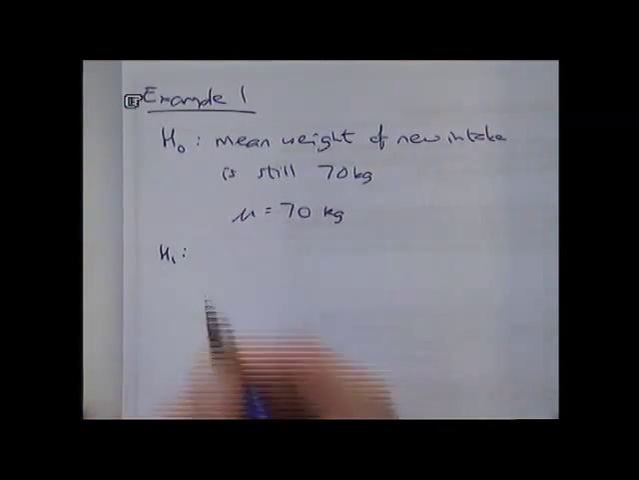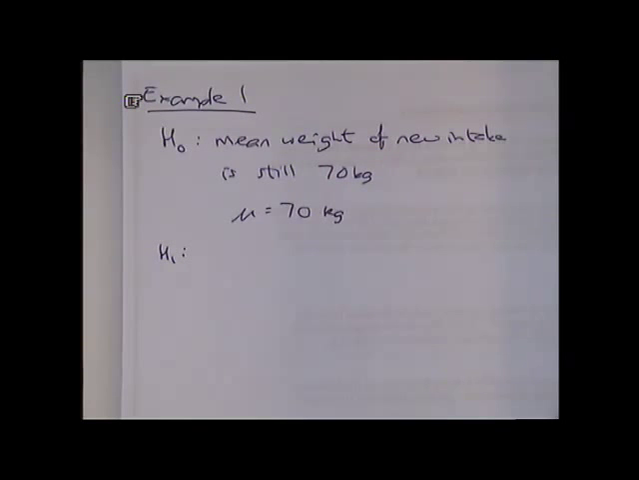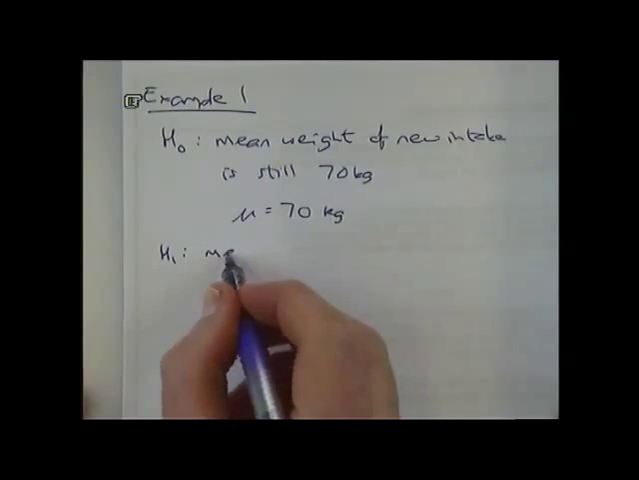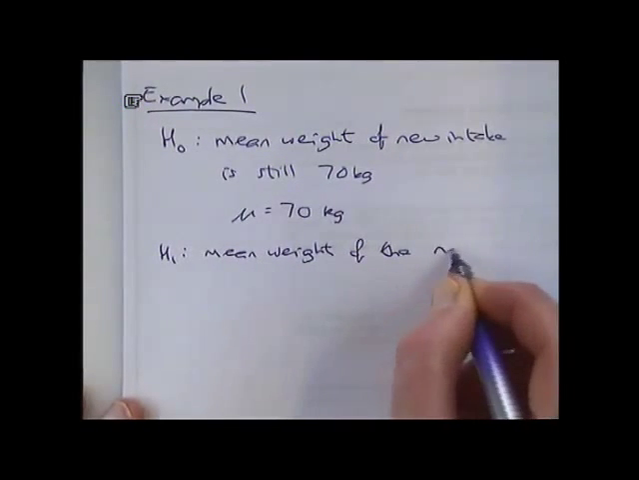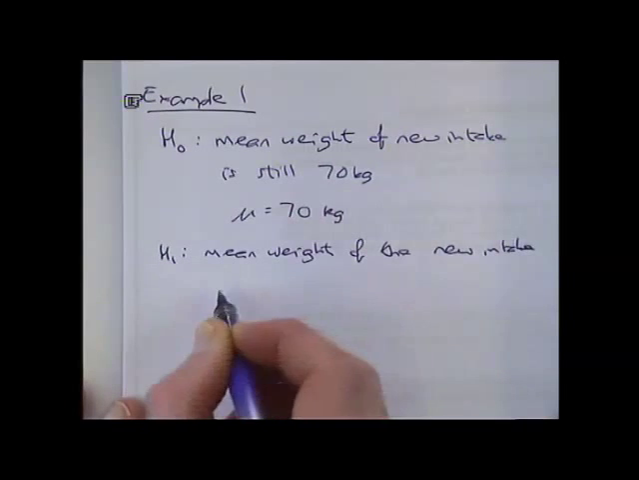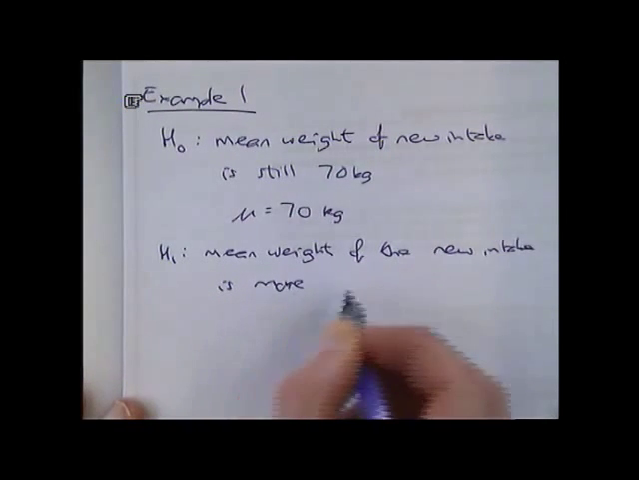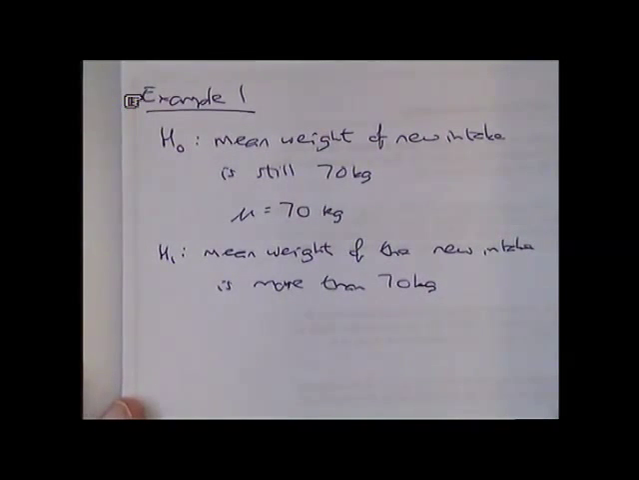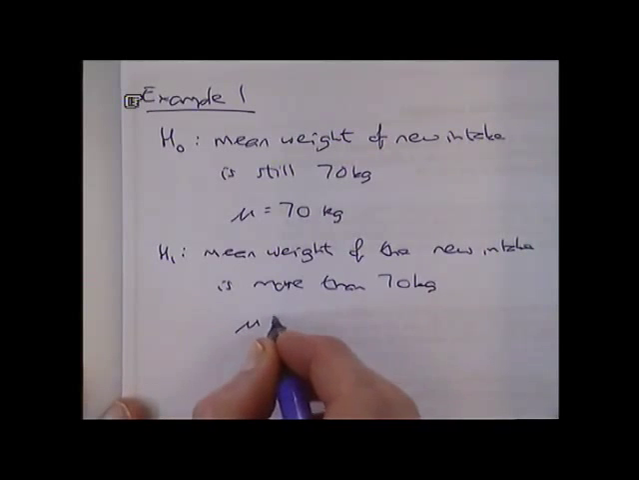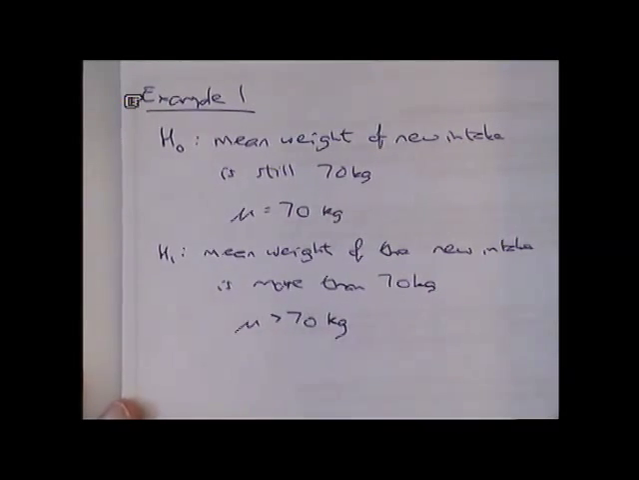For the alternative hypothesis, looking back at the question, it said, is there significant evidence that the mean weight is more than 70? So there's your alternative hypothesis. The mean weight of the new intake is more than 70 kilograms. That's our sentence. In notation, mu is greater than 70 kilograms. Sometimes this will be a greater than, sometimes a less than, sometimes just a not equal to: is it different in any way whatsoever?